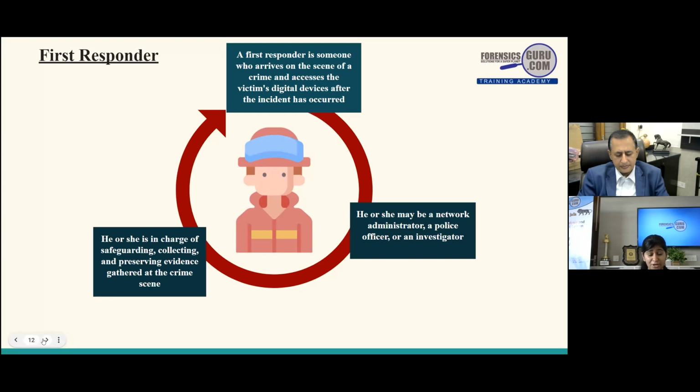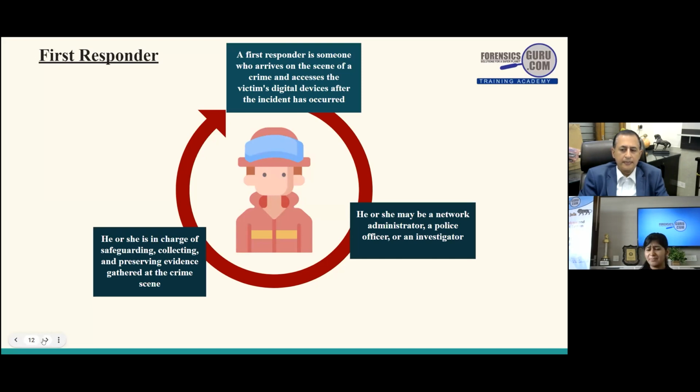And for doing that, every first responder should have a proper protocol. The first responder should always carry a proper protocol which he or she should follow while collecting the evidence. By doing this, the first responder can save the evidence and maintain the integrity of the evidence, which is really very required.